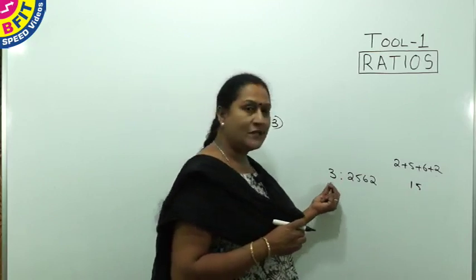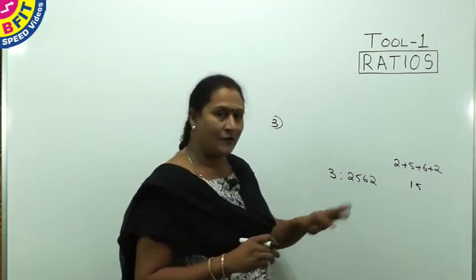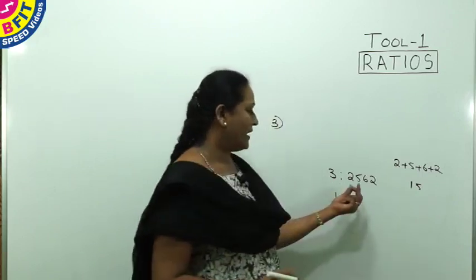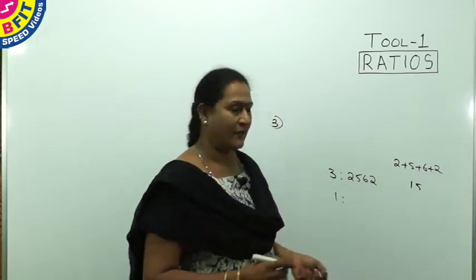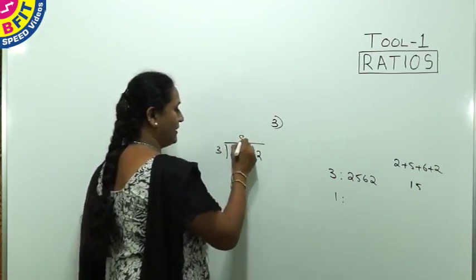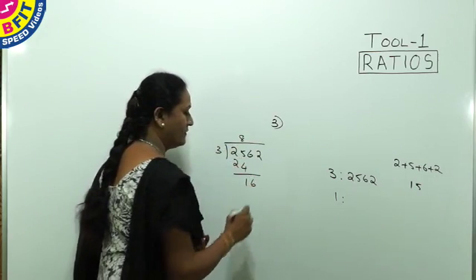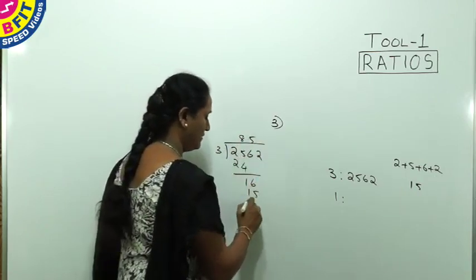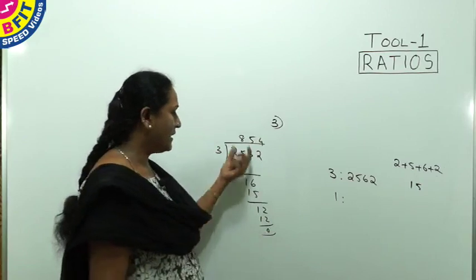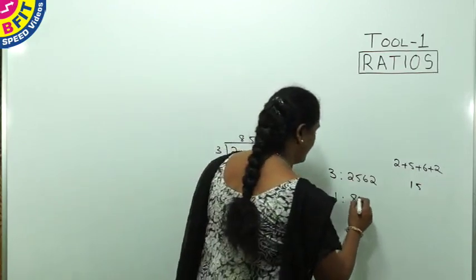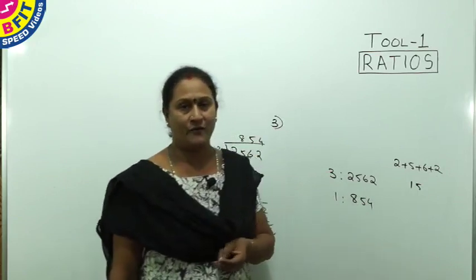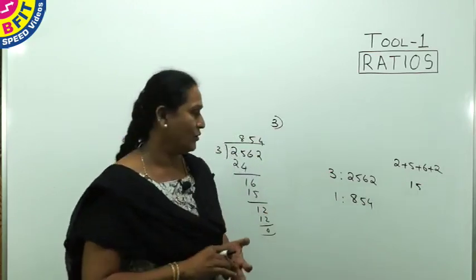So now there is a common factor 3 between these two parts. Dividing both the parts by 3, we get the ratio. So 3 divided by 3 is 1. And now divide 2562 by 3 to get the second part. So dividing 2562 by 3: 3 eights are 24, 16. And 3 fives are 15, 12. So this is divisible by 3 and the quotient is 854. And this cannot be simplified further. So the ratio is 1:854.